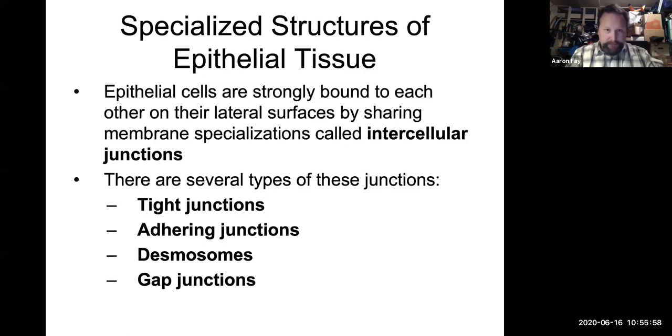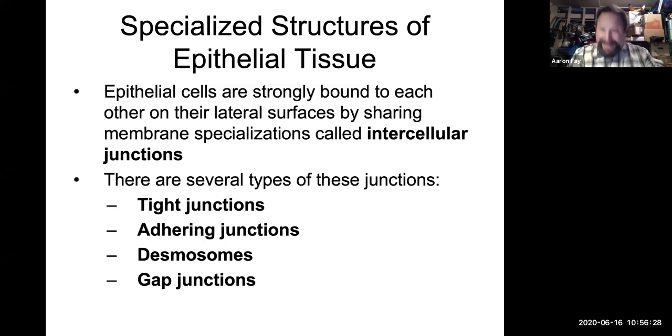Okay, so I mentioned that in epithelial tissue you have cells all lined up together to make a layer. Now, in order to ensure that the cells don't float away or separate from each other, there are special structures to bind cells together, to lock them together. These structures are called intercellular junctions, something that's going to connect one cell to another. And we're going to talk about 4 types of these junctions.